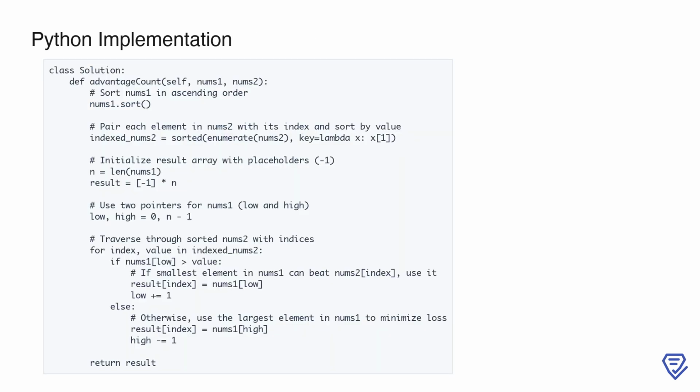The advantage shuffle problem involves reordering elements of nums1 to maximize the number of positions where nums1[i] > nums2[i]. The greedy approach ensures optimal results efficiently.